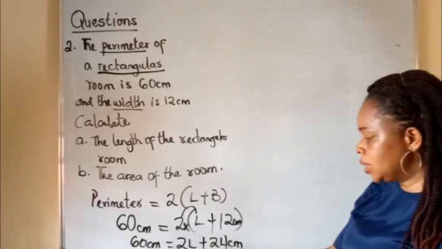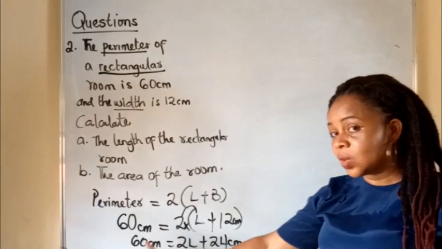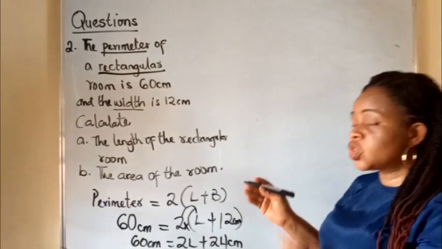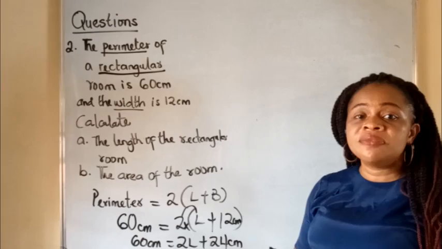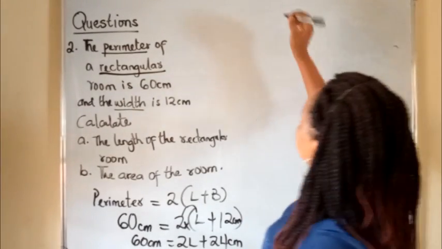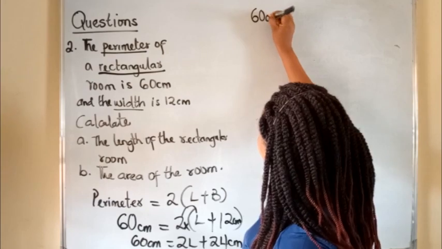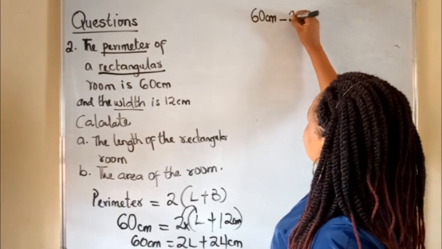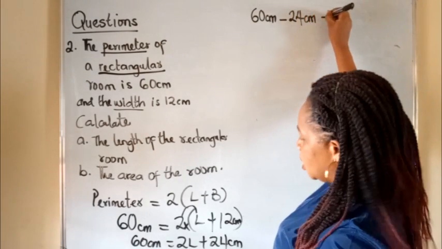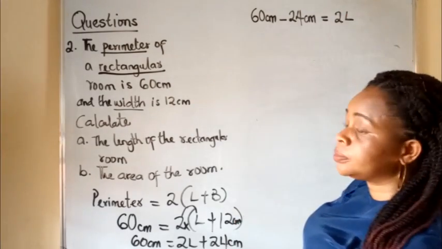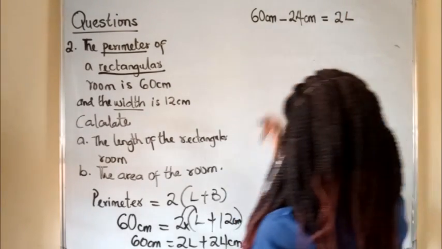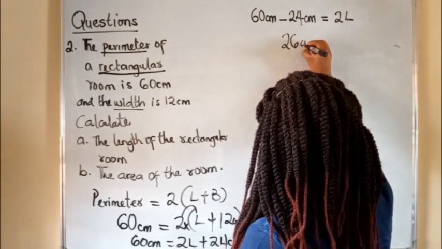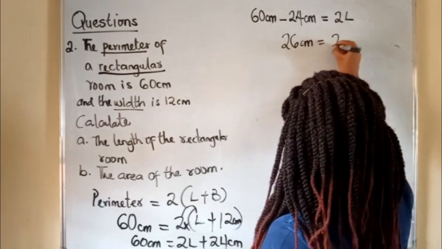Now remember that when a number is crossing an equality sign, the sign changes. So if it's positive from where it's coming from, as it's crossing the equality sign, the sign definitely will change. So we have 60 centimeter, this crossing over the equality sign becomes minus 24 centimeter is equals to 2L. So we have 60 minus 24, and that will give us 36 centimeter is equals to 2L.